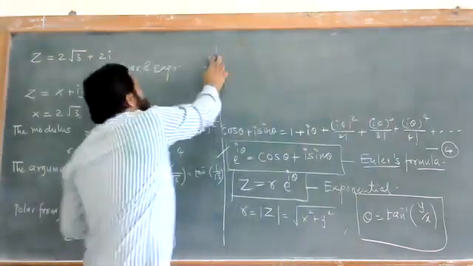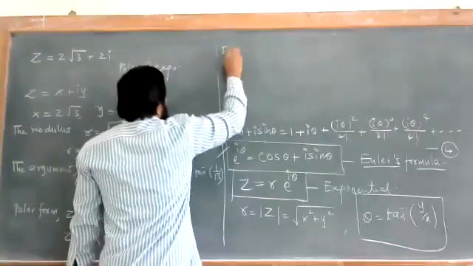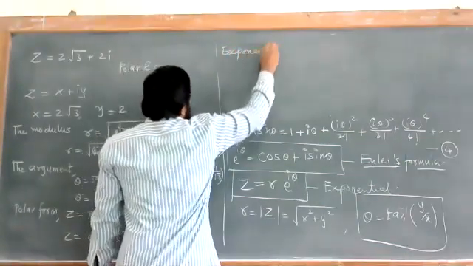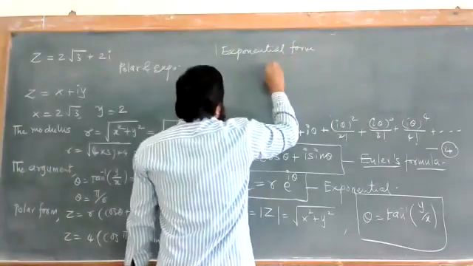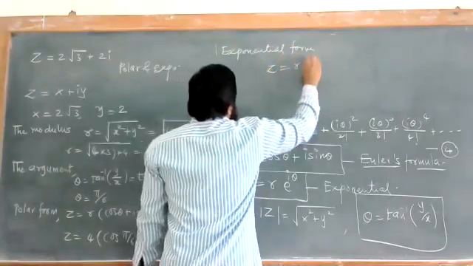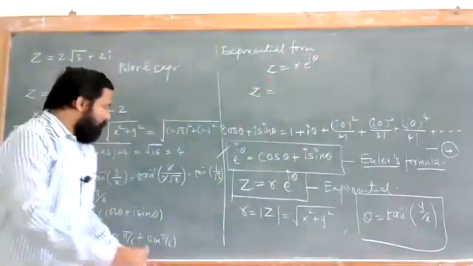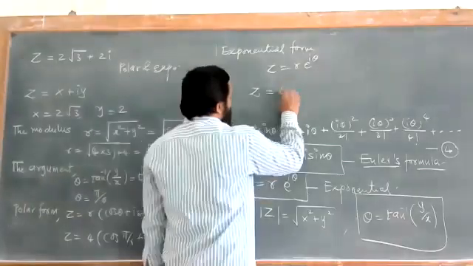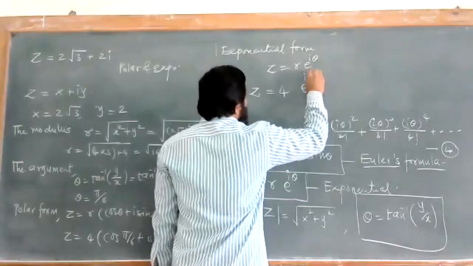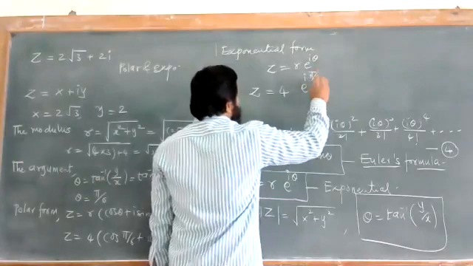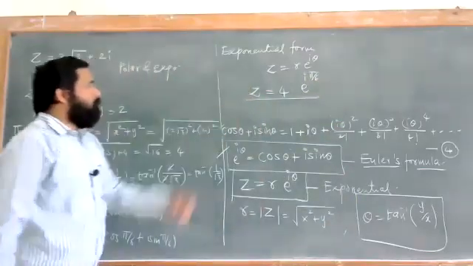And so you can write the exponential form that is given as z is equal to r e raised to i theta. What you can write? z is equal to, the value of r is nothing but 4, into e raised to i times theta, theta is pi by 6. So this is the polar form and the exponential form of the complex number.